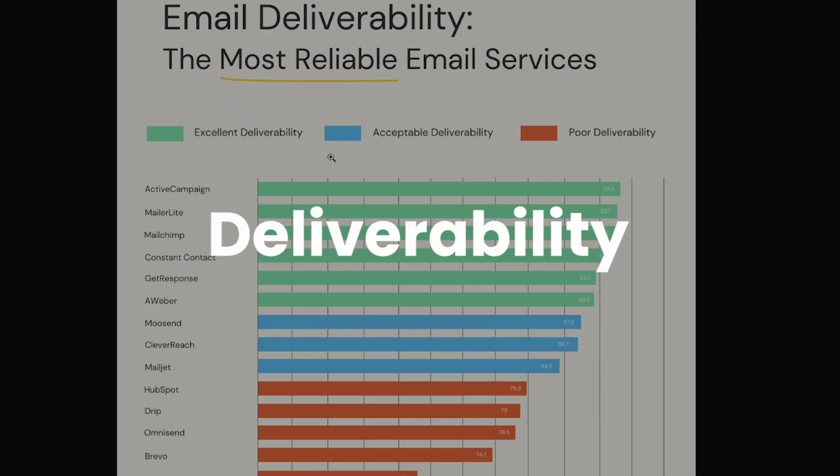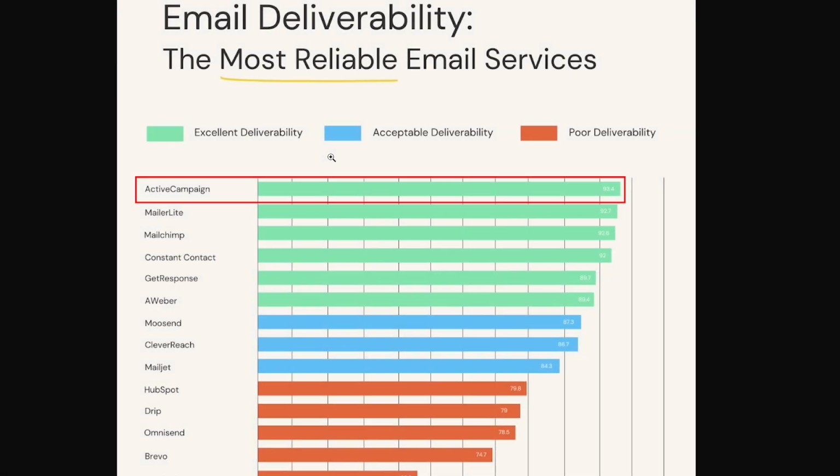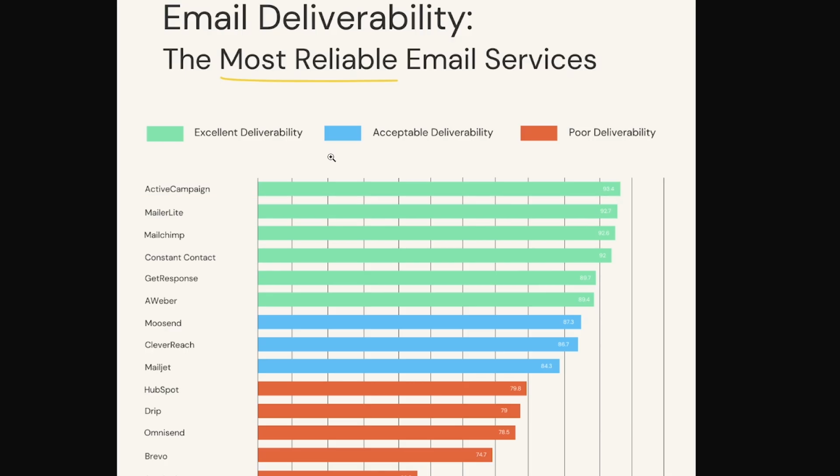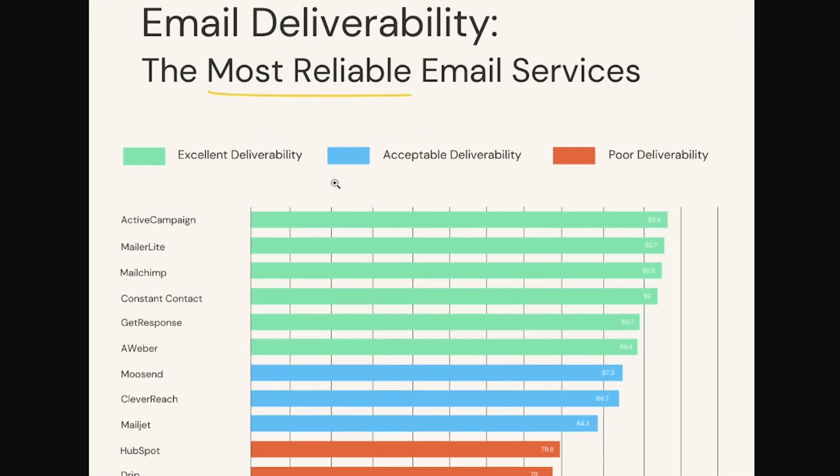Both platforms have excellent deliverability rates. ActiveCampaign has a 93.4% score, which is the highest score from testing, so you don't have to worry about your emails getting stuck in the spam folder. MailerLite also has an impressive 92.7% score, which is up there with the very best, so you can't go wrong with either of these options.